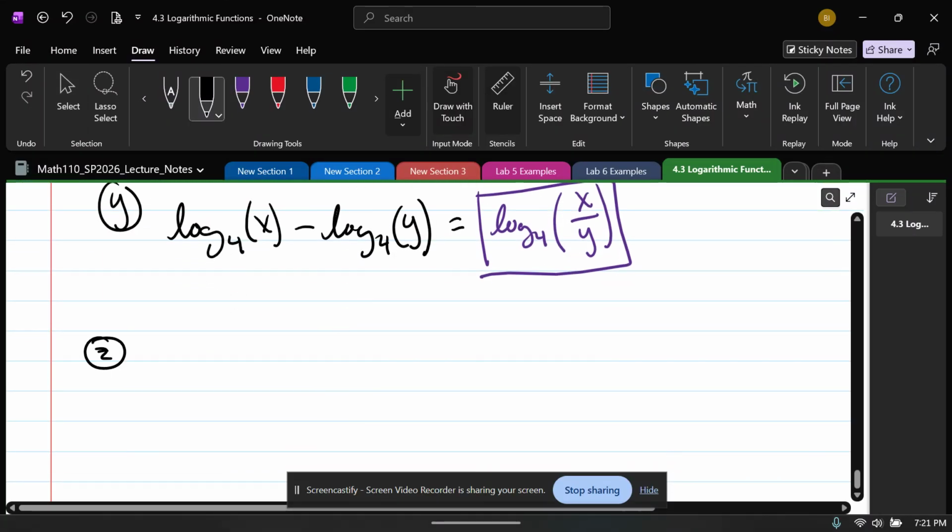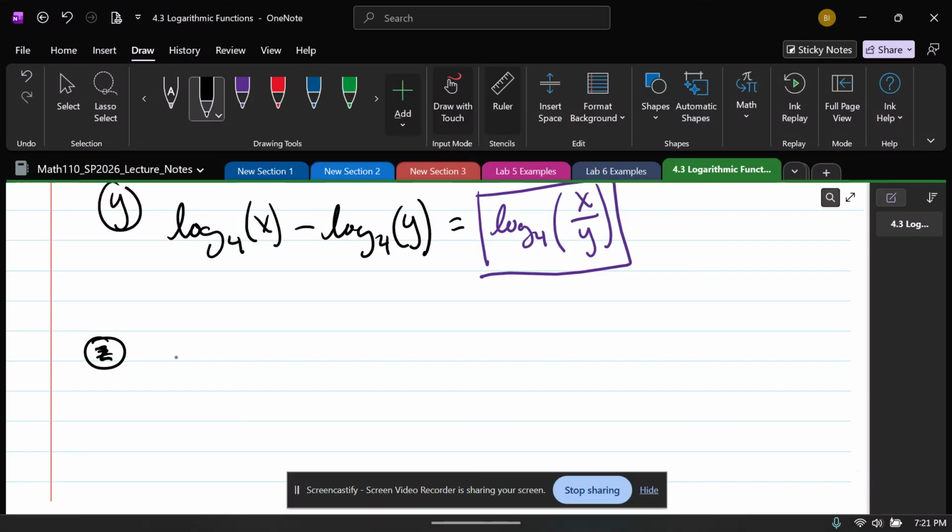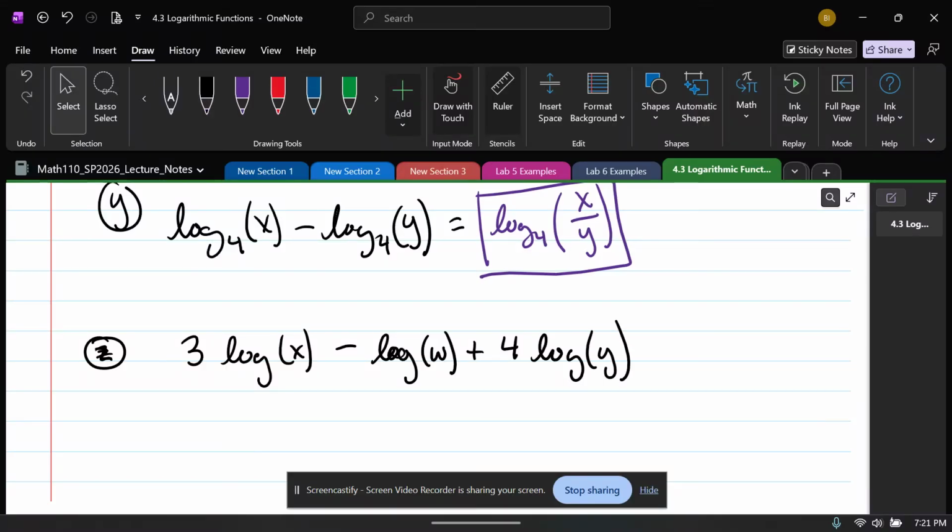Hey, we use the whole alphabet, kiddos. Yay! What do we do next? All right, so let's do this one. 3 log of x. I'm just using log base 10 here. Minus log of w plus 4 log y. This is one of those where they write it in a different order to try to mess with you a little bit, just to see if they can mess you up. Okay.